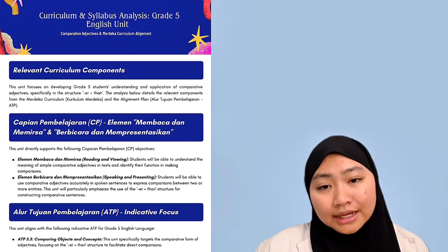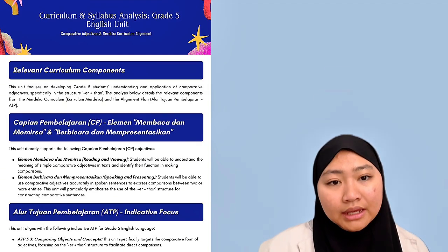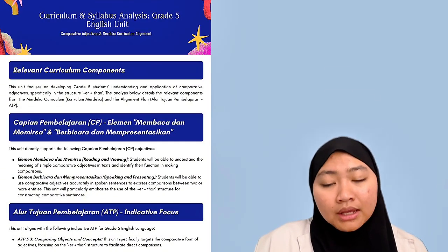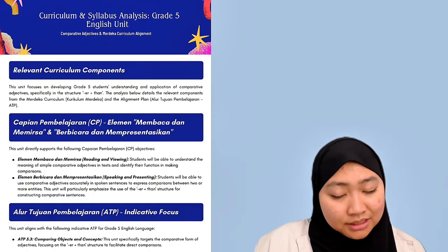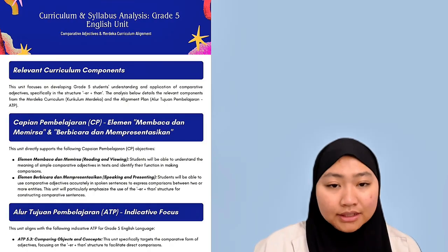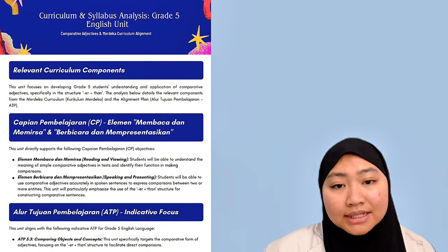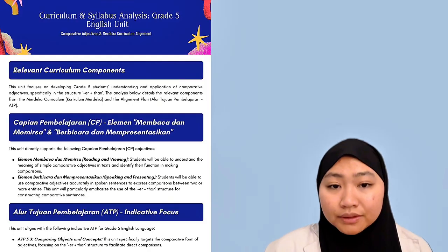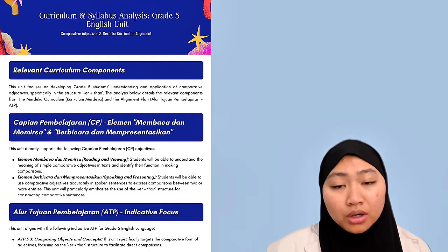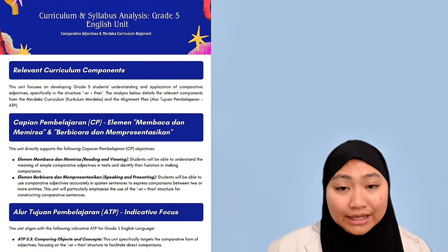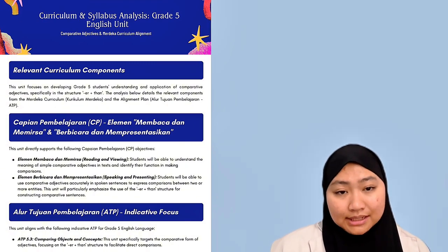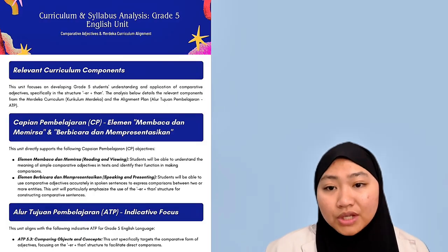Therefore, I first analyzed the capaian pembelajaran (CP) and ATP, alur tujuan pembelajaran, for grade 5 English. The lesson focuses on two main learning elements: reading and viewing, where students understand the meaning of comparative adjectives and use them in simple text, and speaking and presenting, where they use comparative adjectives accurately to compare two or more objects in spoken communication. These competencies serve as the foundation for the entire lesson, and every activity, worksheet, and assessment was selected based on supporting the curriculum outcomes.